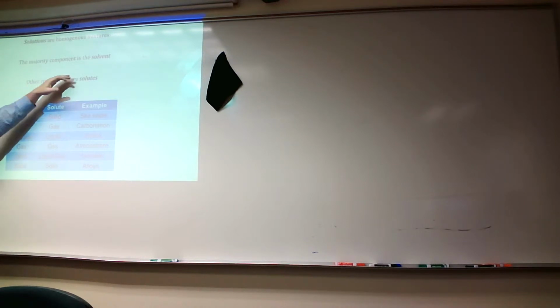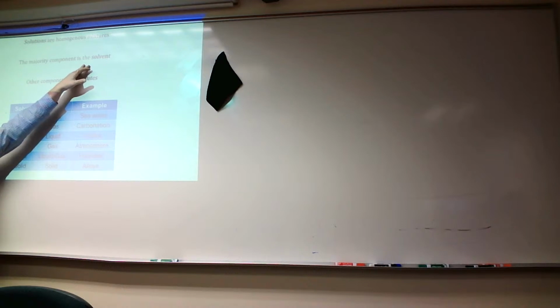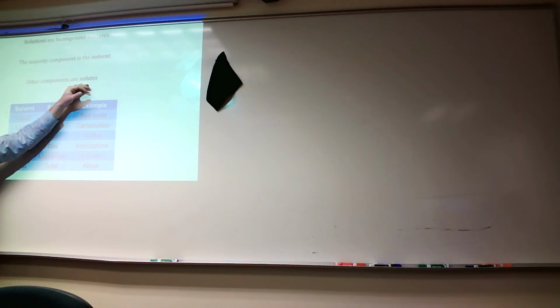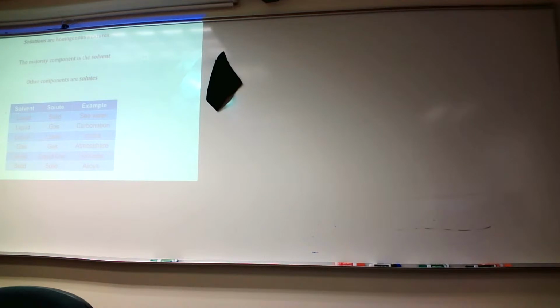Whatever you have the most of is called the solvent. It's what's doing the dissolving. And whatever's dissolved in it is called the solute. So solute is whatever you have less of. And there are lots of different examples of solutions. We typically think of solutions as being like salt water, ocean water, where you've got salt dissolved in water. So we typically think of the solvent as being liquid and the solute as being a solid, but we really can have any combination of these.